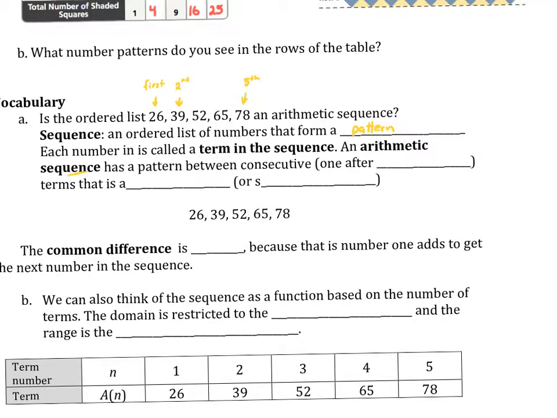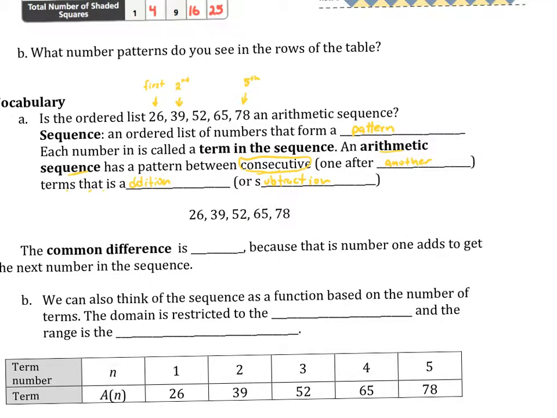However, an arithmetic sequence has a pattern between the consecutive terms, that is addition, or if you're adding a negative, that's subtraction. So you can go up or down. All right, if you didn't know what consecutive means, one after another. So in order, with a pattern. So for example, these are consecutive numbers, 1, 2, 3, 4. A, B, C, D are consecutive letters, etc.